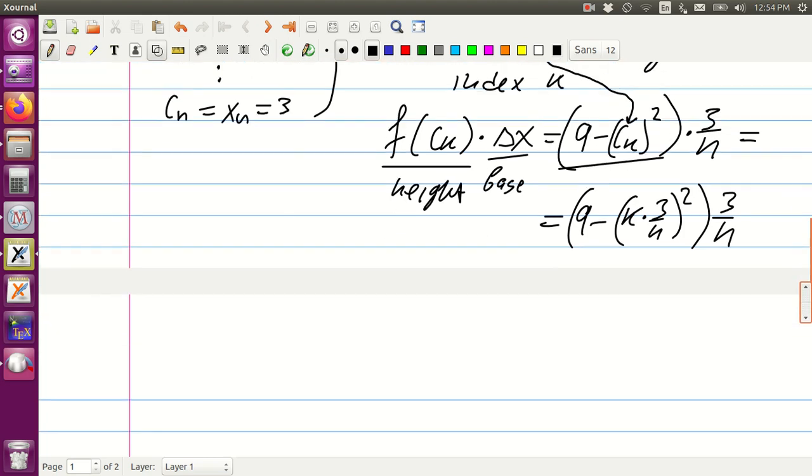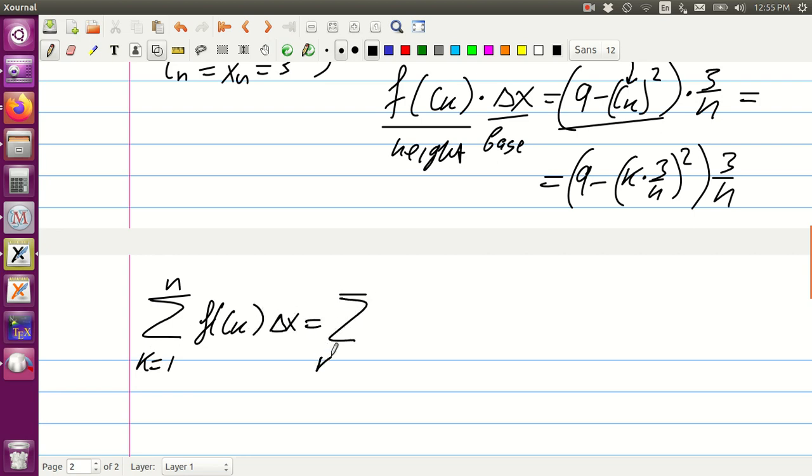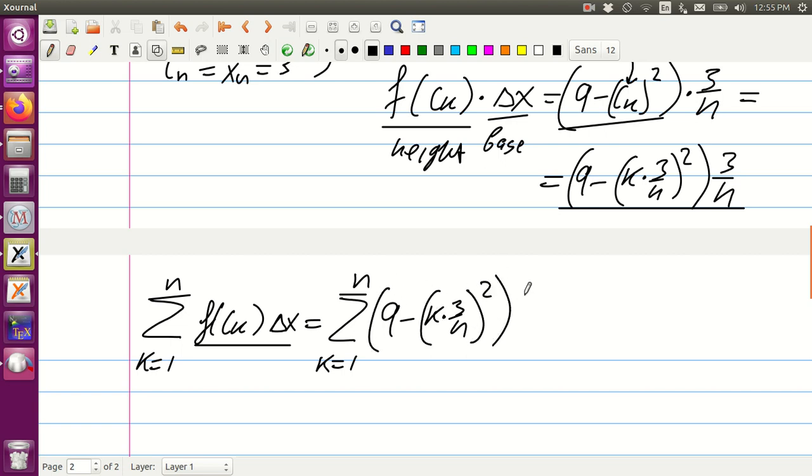So I know the area of each such rectangle. And if someone asks me, could you find the area of all of these rectangles? Then I will just write it in sigma notation. Sum from k equals 1 through n of f of c sub k times delta x, which is the area of all of the rectangles from 1 through n. And this is my formula for this expression here. So it's going to be 9 minus k times 3 over n quantity squared, and this expression is multiplied by 3 over n.